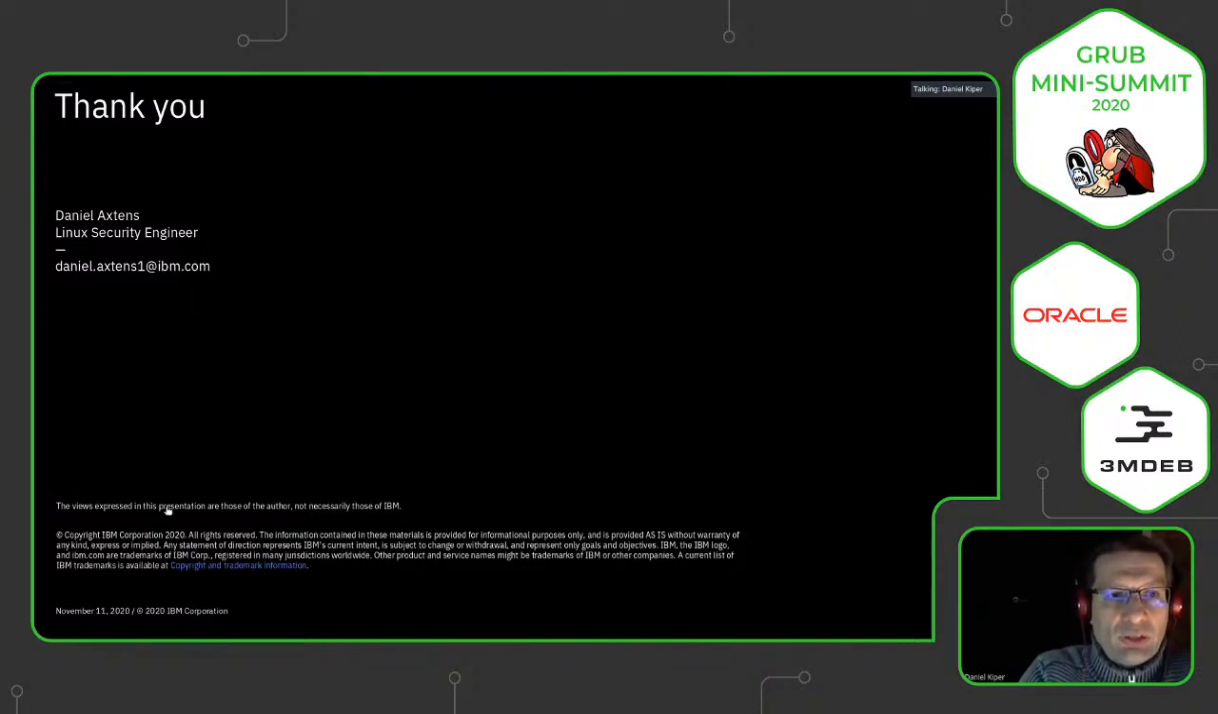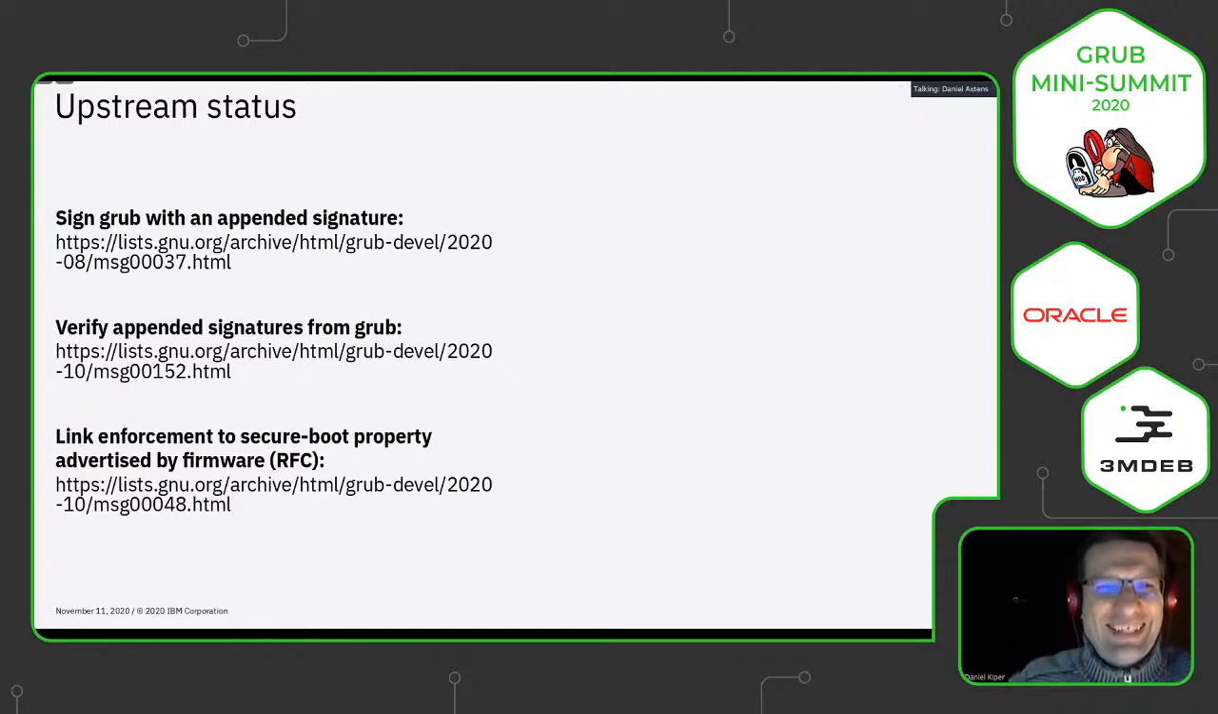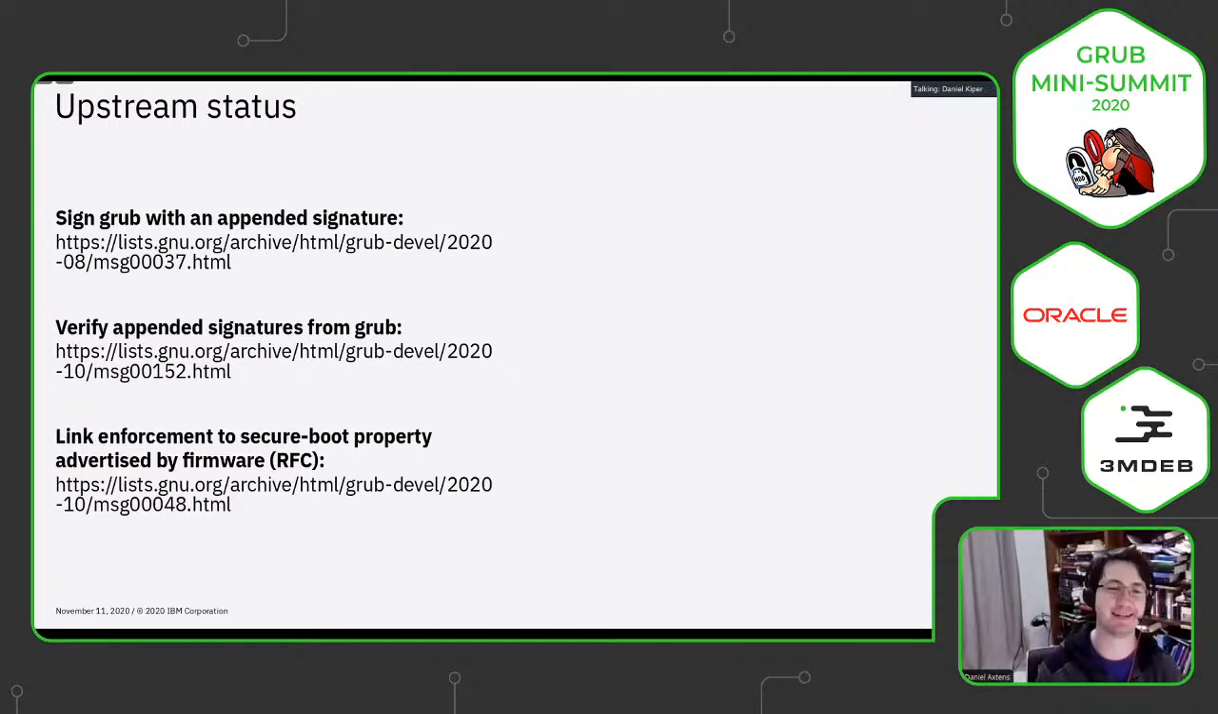One more question. If I remember correctly, you posted some RFCs earlier. May I ignore them and review the latest one, or should I take a look at some earlier patches too? So the verifying of appended signatures from Grub is up to V2. Signing Grub with an appended signature, I can't remember what RFCs I have sent. Okay, I will have a look. I will send you an email. Okay, thanks a lot.